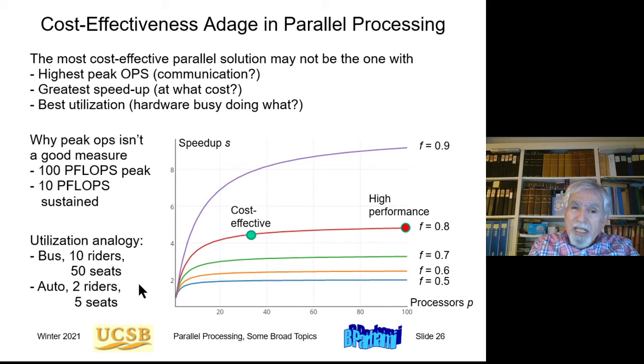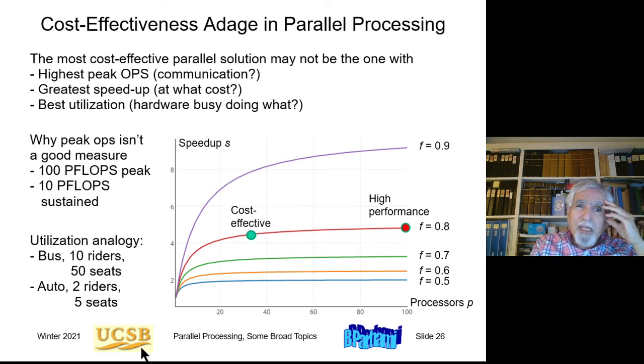Okay, the utilization analogy here, I've shown an example. Suppose you're comparing buses versus private autos. Let's say a bus has 50 seats, and on average, let's say there are 10 riders on the bus. So the utilization of the bus is only 20%. 20% of the seats are occupied on average. Okay, let's say an auto has 5 seats. On average, there are 2 riders in it, so the utilization is 40%, 2 divided by 5. Can we say that autos are more efficient than buses? No. In terms of fuel efficiency, environmental considerations, and so on, buses may still be more efficient, even though they have a smaller utilization factor according to this measure. Okay?